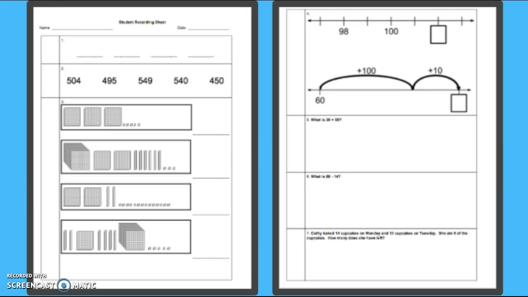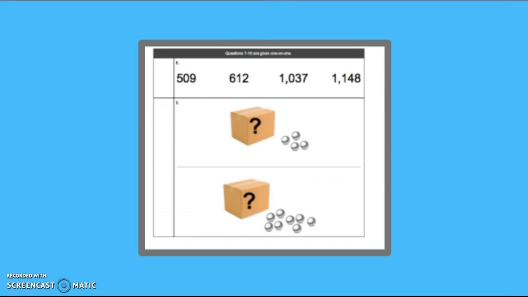So this is the recording sheet your child did when they were in the whole group portion. And then this is the sheet that we showed them for some of the questions that we did one-on-one. One of the questions one-on-one was just an oral question. But then this is what they saw for some of those other questions.